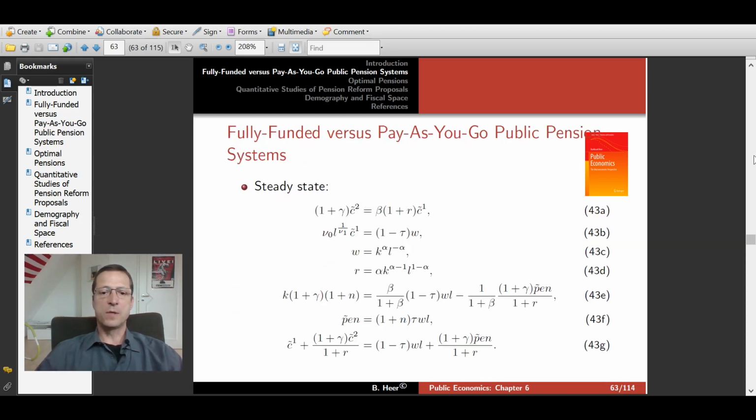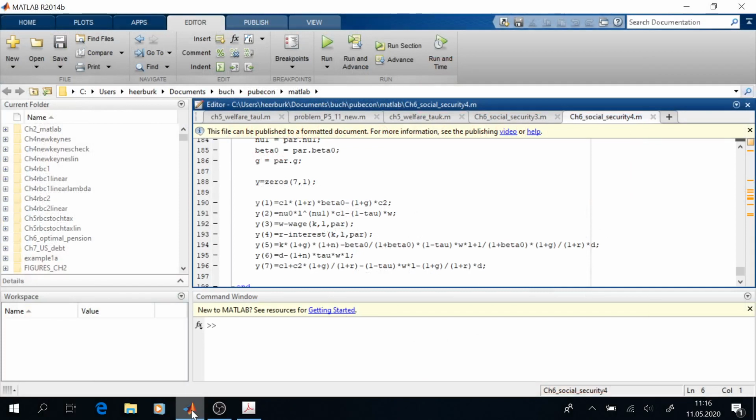We calibrate the model as before, and let us look into the MATLAB program to see how we solve this. So for this reason, please load the program Chapter 6 Social Security 4.m into your editor. The same holds for Gauss, so it's really pretty much the same. That's why I just demonstrate this program in the MATLAB editor.